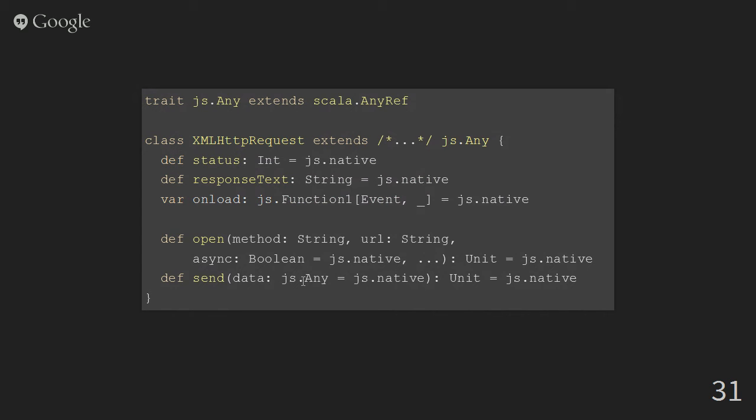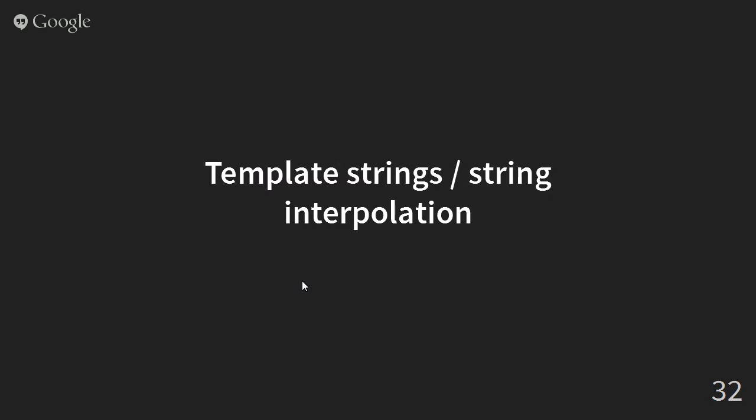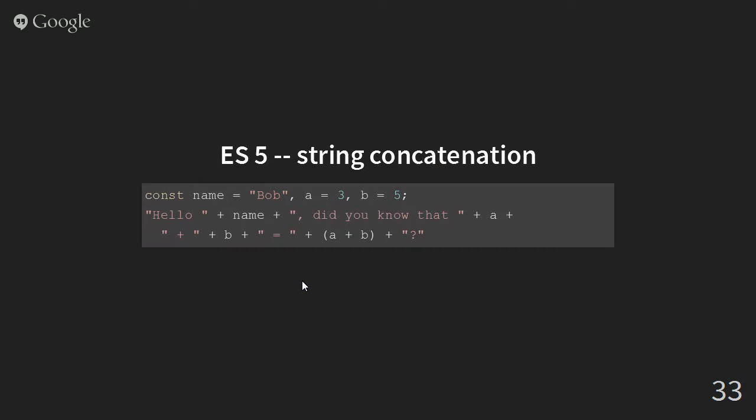Any other questions? Okay. So, another thing that ECMAScript 6 brings is template strings, which is known in Scala as string interpolation. So, in ECMAScript 5, if you want to construct a string which consists of portions of strings and then inside variables from the enclosing scope, it looks like this. You have a lot of string concatenation. And it is pretty unreadable.